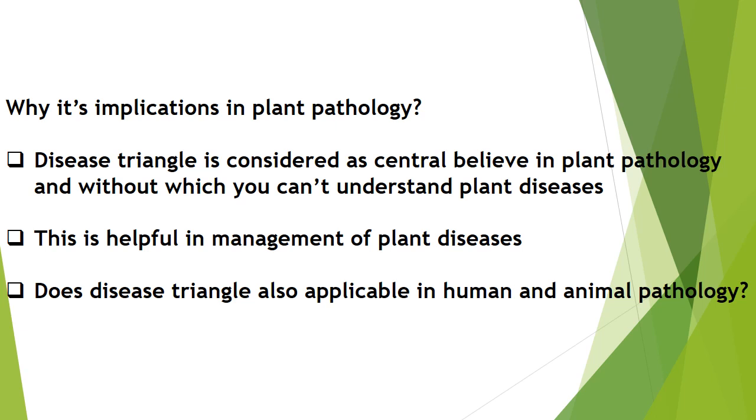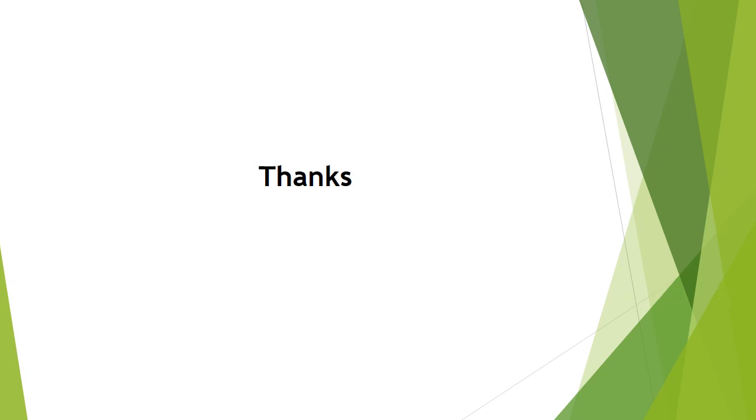But to some extent, you can also apply the disease triangle to humans. For example, in the case of dengue fever, if we kill the vector, that is the mosquito, then even though the virus is virulent and the humans are susceptible, we can control the disease and reduce it. But still, I again emphasize the disease triangle can't be applied to human and animal pathology as it can be applied to plant pathology. I would like to finish here, and thanks to all of you for patiently listening.